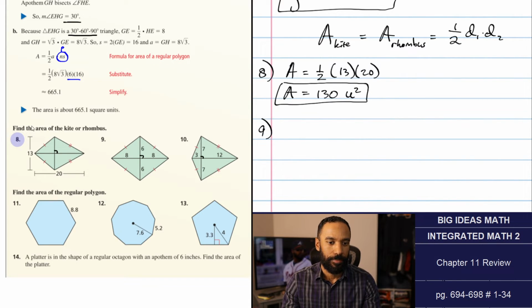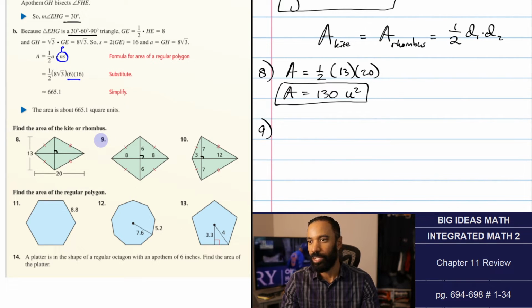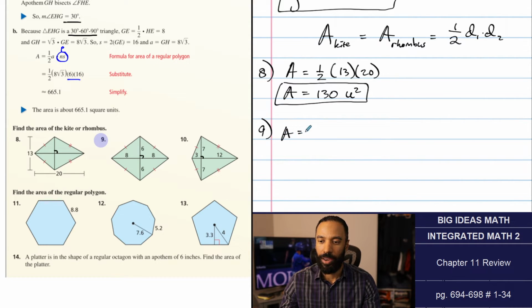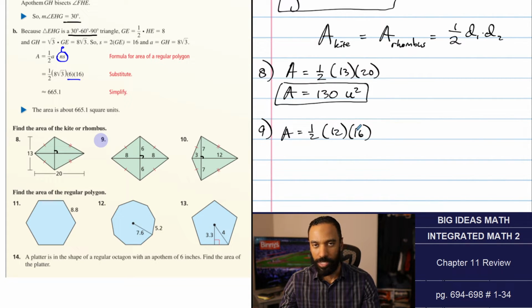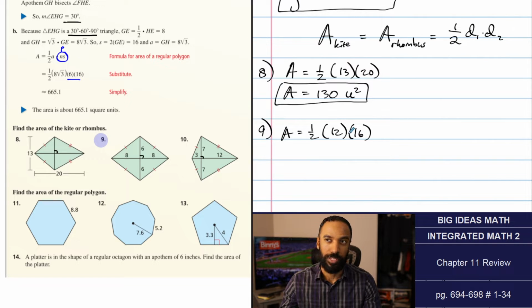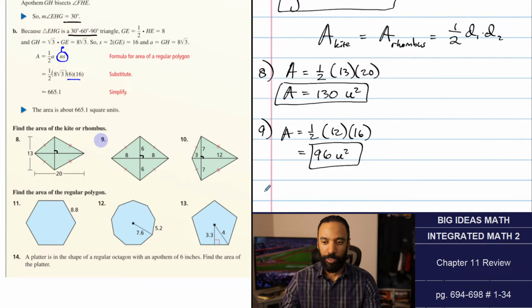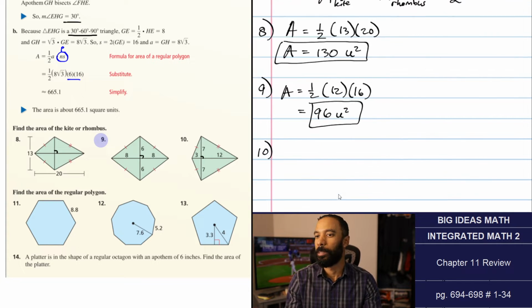Number 9 is a rhombus. It shows all 4 congruent sides, and they're broken up into 6 and 6, 8 and 8. 6 plus 6 is 12. 8 plus 8 is 16. Area is half of 12 times 16. Half of 16 is 8. 8 times 12 is 96. I don't want to get that wrong. I think so. So we get 96 square units for the area of that rhombus.